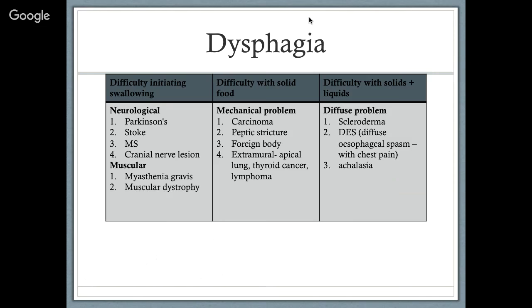So a thyroid cancer, a lymphoma, something that's stopping food from getting down. If they can't swallow liquid or solid, I'm thinking something serious is going on, something that's constricting the lumen of the esophagus quite diffusely. So scleroderma, diffuse esophageal spasm, or achalasia. Does that make sense? Cool.